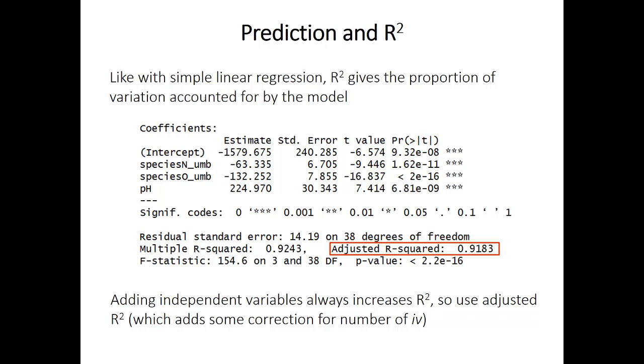This includes some correction to take account of the number of independent variables that are included. Basically, what the adjusted R-squared is doing is it's assessing whether the addition of a new independent variable actually increases the model fit by a greater degree than you'd expect just from chance.